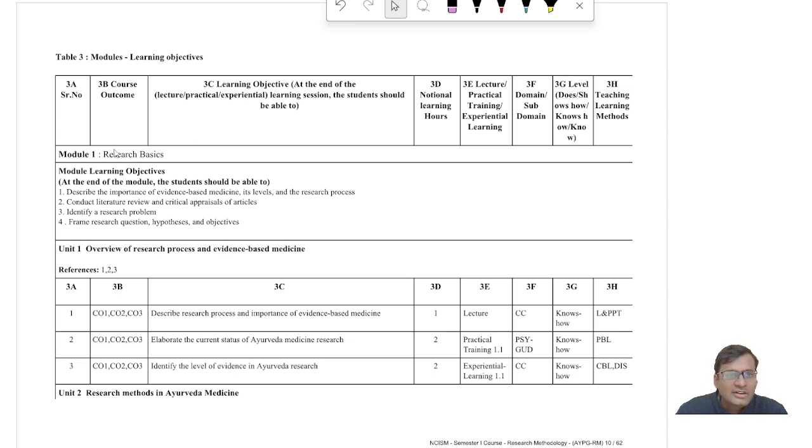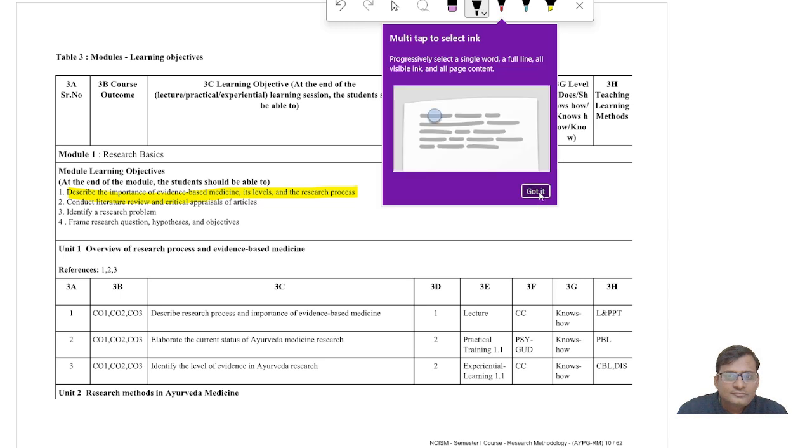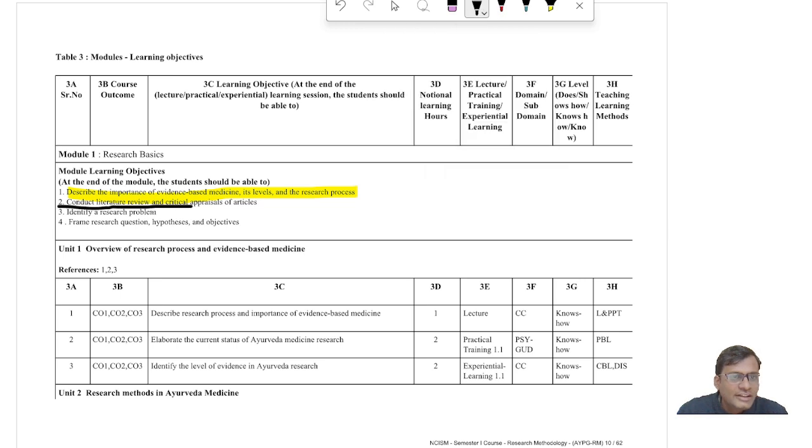At the end of module 1 completion, the PG scholar should be able to do these things. That is, describe the importance of evidence based medicine, conduct the literature review, critical appraisal for articles, identify the research problem, and frame the research question, hypothesis, and objectives. After the completion of module 1 in your college, you are able to do these three things. That is the learning objectives of this particular module.